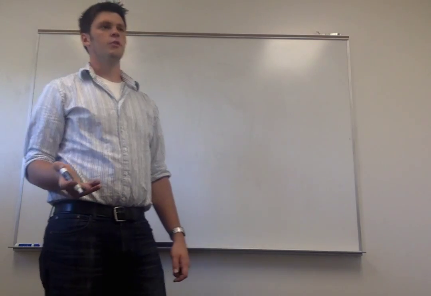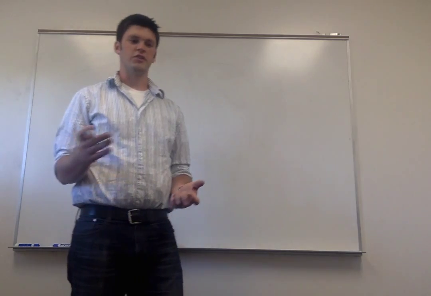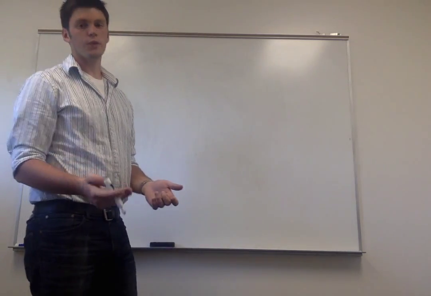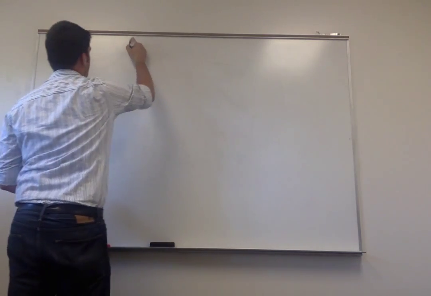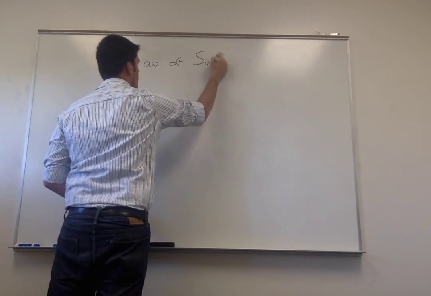In trigonometry, sometimes you have a triangle that has missing information, either missing angles or sides, and you need to solve for them. A really good tool for this that we can use is the law of sines.